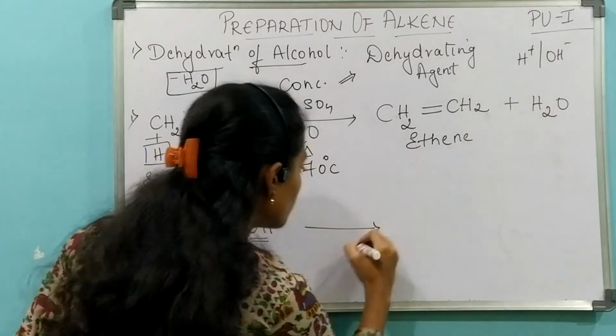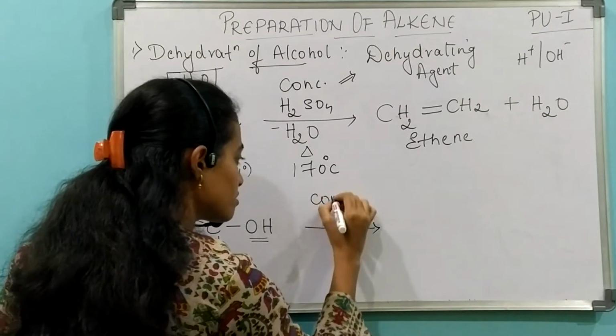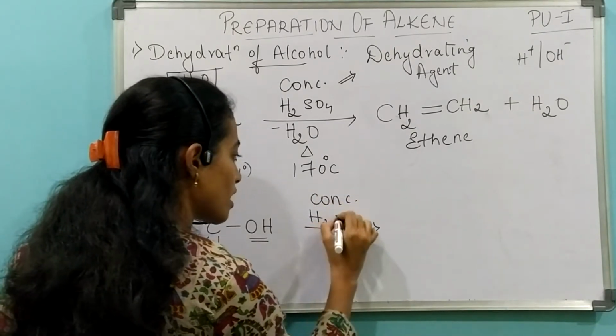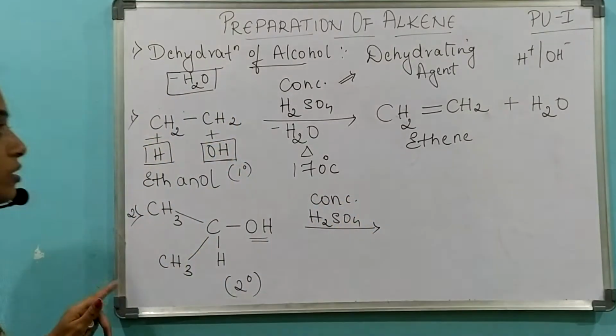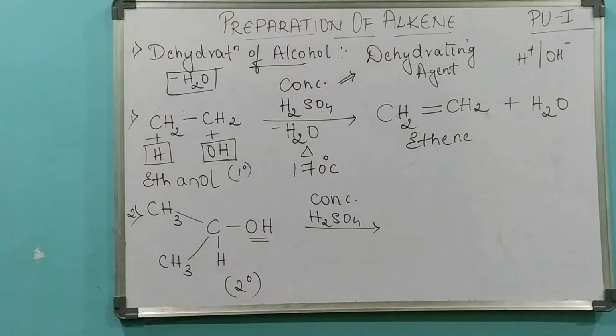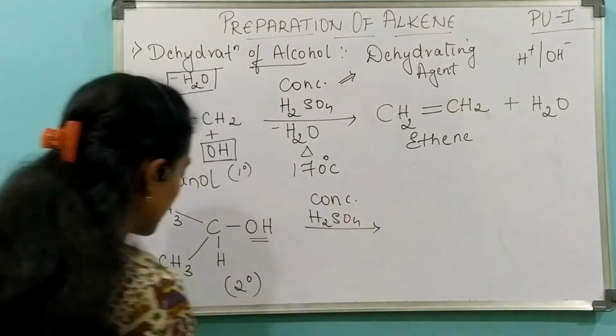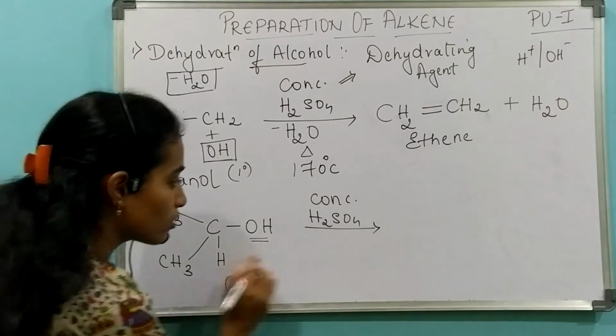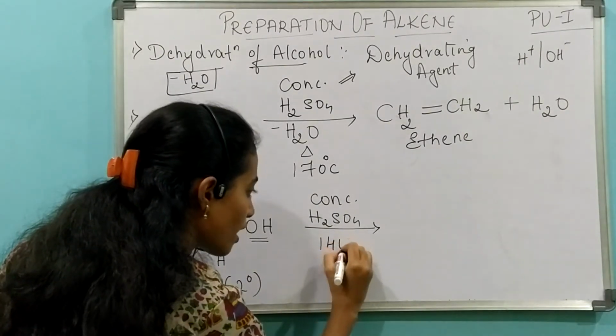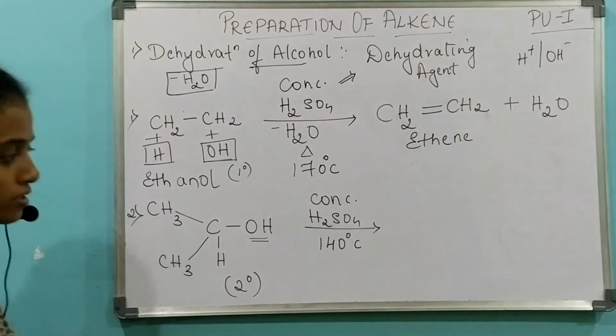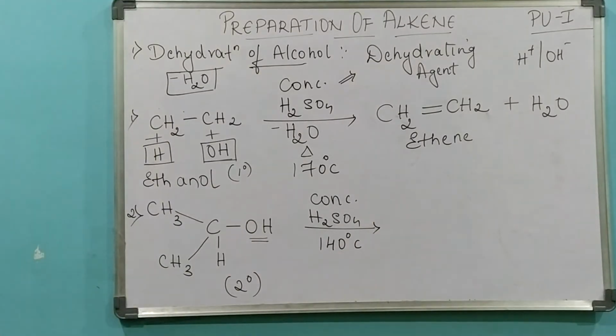So even here you will be using concentrated sulfuric acid, which is acting as a dehydrating agent. One of the best dehydrating agents, you can say. So remember concentrated sulfuric acid as a dehydrating agent. And this particular reaction, where you have taken the secondary alcohol, is carried out at 140 degrees Celsius.